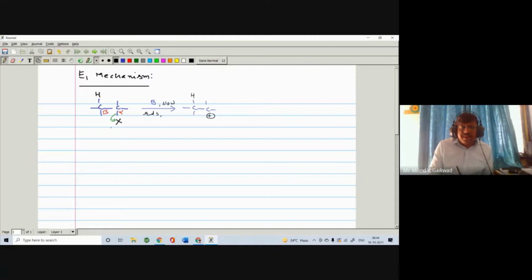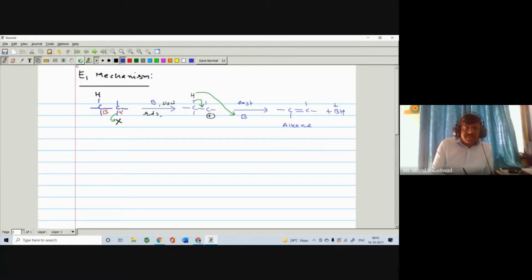In the first step, the bond between C alpha and X breaks completely, and further in the second step, this base abstracts a proton. So what happens? This sigma bond will shift here, forming a double bond, and this H is abstracted by the base. So here there is formation of a carbon-carbon double bond, and you can get the corresponding alkene. And here is BH positive.